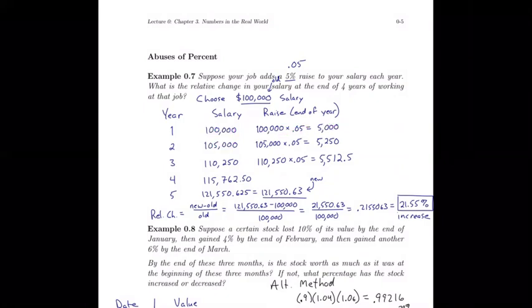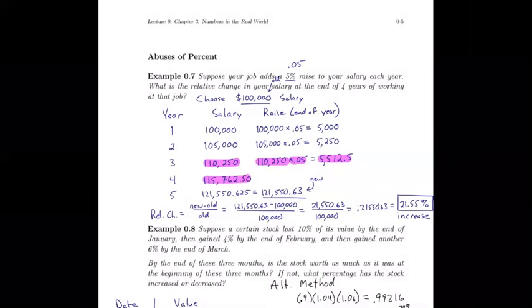Now at the end of year 2, we have $105,000. To get our raise at the end of year 2, we multiply it by 0.05, our 5%, and we have a raise of $5,250. Now we add $5,250 to $105,000 to get our salary for year 3. That's this number here. Now, our raise at the end of year 3 is this value times 0.05 once again, and we get $5,512.50. And now we add that to this number to get our salary for year 4.